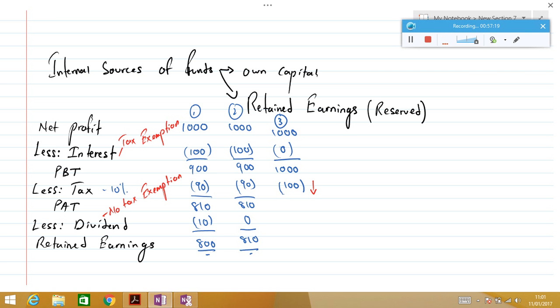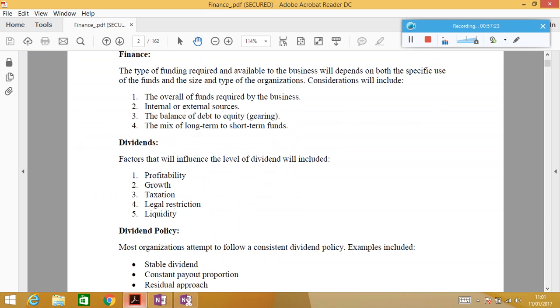Now, go back to the notes. So why people don't want to pay dividend? Now you know, right, why people don't want to pay dividend? Look at that. Factors that will influence the level of dividend. First one, profitability. It affects the profit, right? You saw this now. It reduces the profit and it doesn't give any what? Profit for us. It's loss for us, correct?